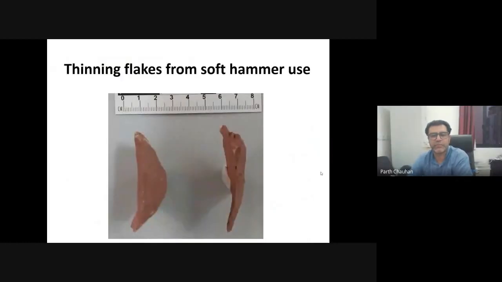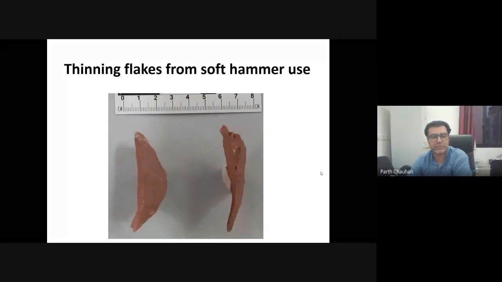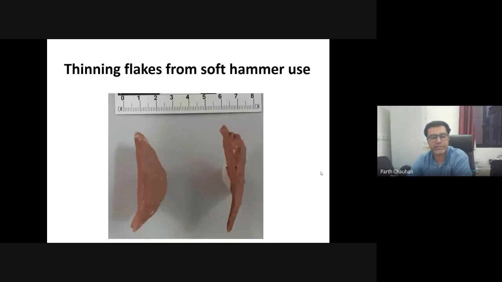Then thinning flakes, resulting from soft hammer use. Trying to thin a core or a biface, anything, even a scraper, you get thinning flakes showing that they prepared the edge by grinding it, for example, and then hitting it with a hard hammer or with a soft hammer. It depends on the raw material. It varies how these flake morphologies are different.